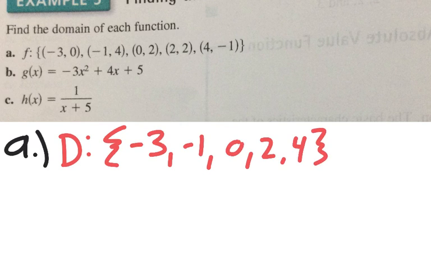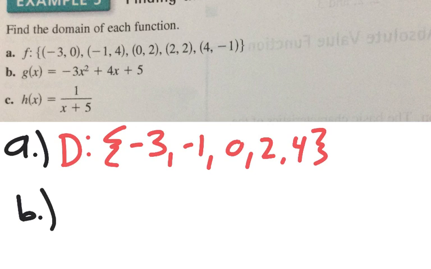Now whenever we list out the domain like this, we want to put it in order from least to greatest every time. So when you have a list of x's and you're going to list them as the domain, put them in order from least to greatest. Have you seen this notation before? Domain notation. You write capital D, colon, and then you put an open brace, list your elements, and end with a closed brace. Maybe not.